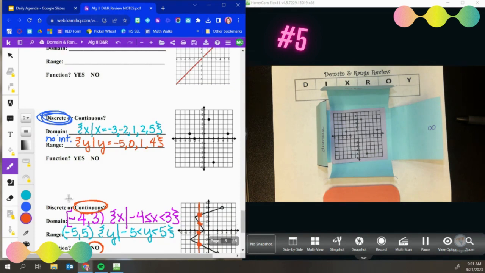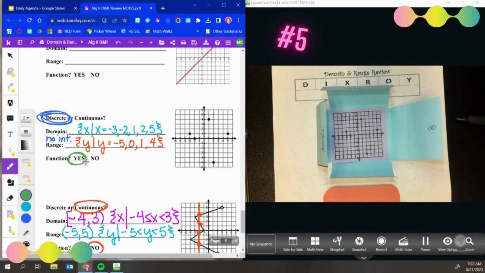Okay, to finish this one off, is this a function? Well, if you look at your x values, I did not reuse or repeat any x values. So by definition, that does make this a function. It is okay that I reused y values as long as I do not reuse any of the x values. So yes, this one is a function.